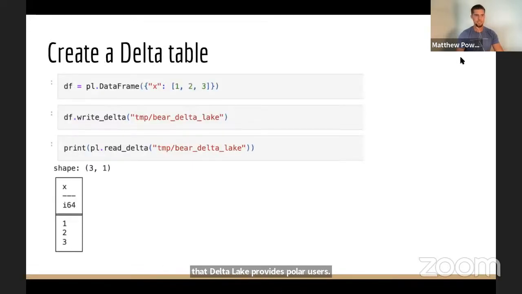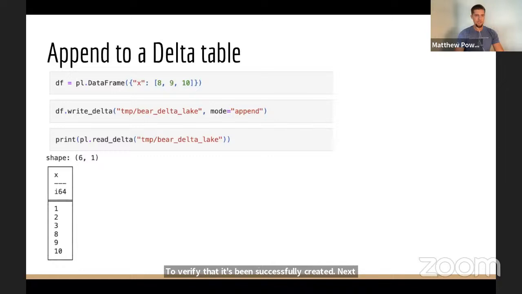So let's just see this in action with a quick little example. Here what we're doing is instantiating a Polars DataFrame. It has a single column of data called x with 3 rows of data: 1, 2, and 3. We're writing that out to a Delta table with the built-in write_delta method that's right in Polars itself. And then we're reading our Delta table into a Polars DataFrame and printing it out to verify that it's been successfully created.